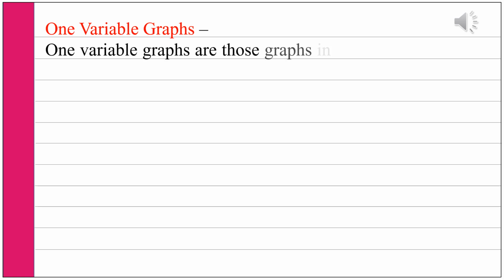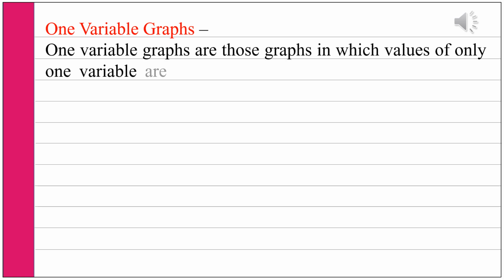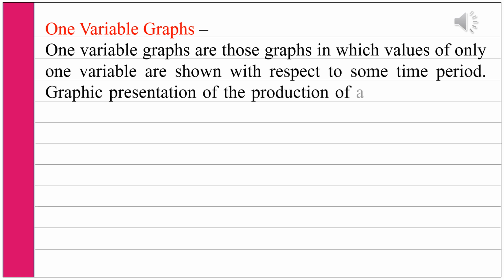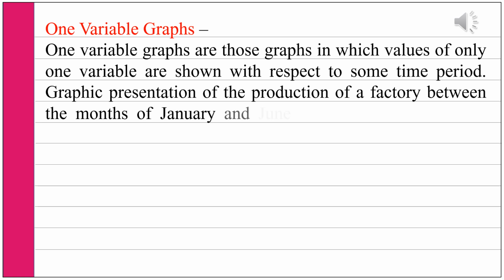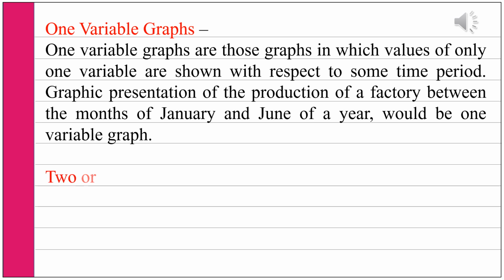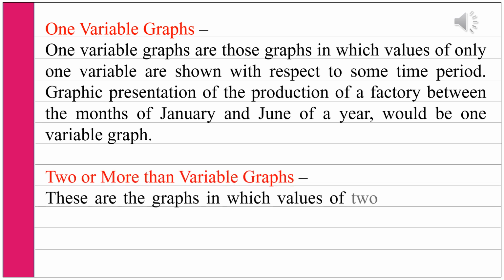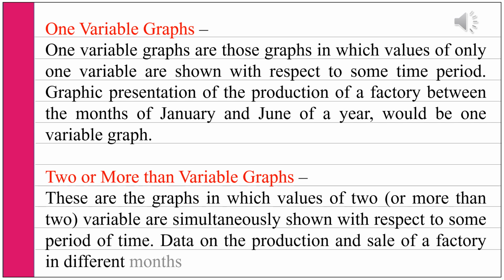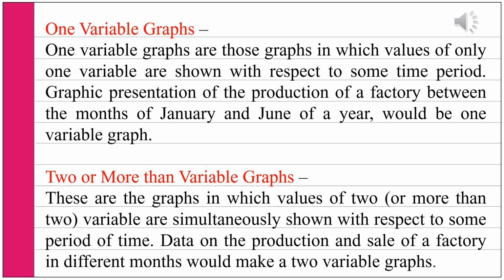1. Variable graphs. One variable graphs are those graphs in which values of only one variable are shown with respect to some time period. Graphic presentation of the production of a factory between the months of January and June of a year would be a one variable graph. 2. Two or more than two variable graphs. These are the graphs in which values of two or more than two variables are simultaneously shown with respect to some period of time. Data on the production and sale of a factory in different months would make a two variable graph.